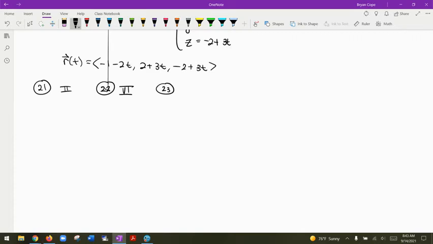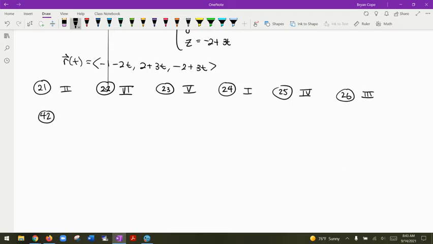23 matches with graph number 5. 24 matches with graph number 1. 25 matches with graph number 4. And 26 matches with graph number 3. We can discuss the reasoning for that in class. You could also just use a 3D grapher to help you through that.